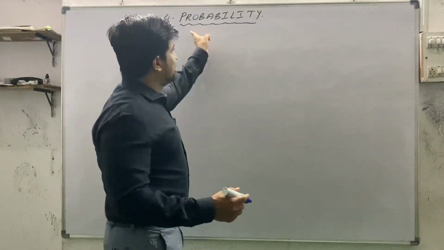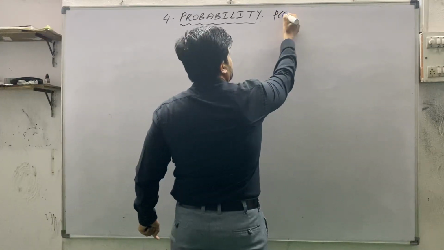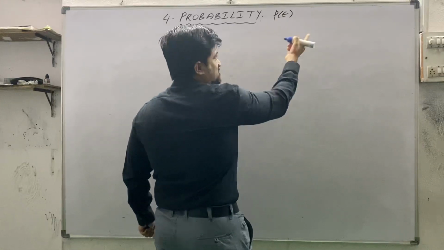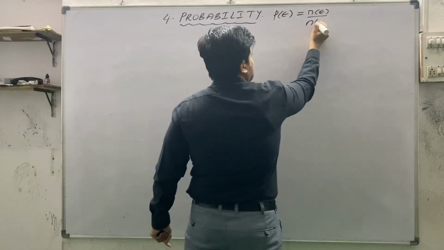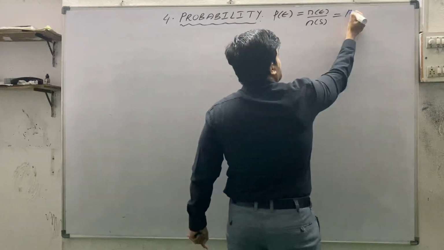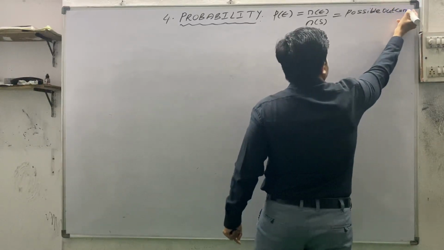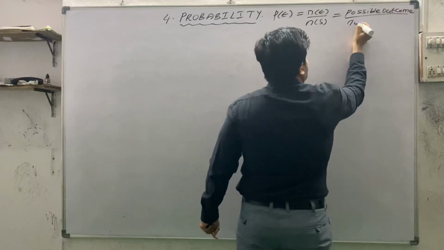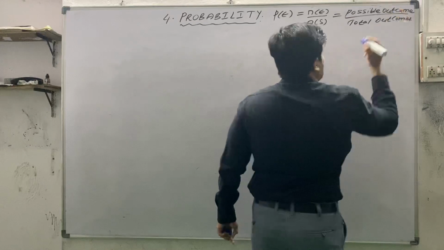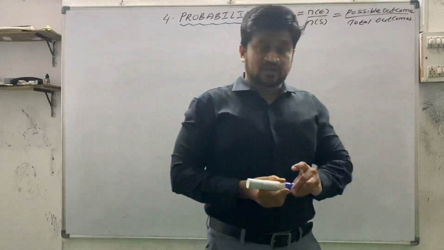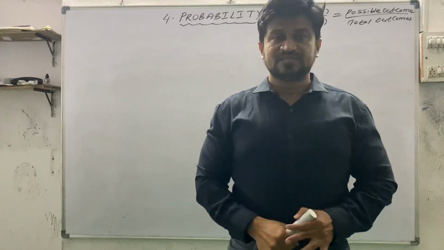Whenever you are dealing with the probability unit, just remember to write probability of event E equals n(E) divided by n(S), means possible outcomes by total number of outcomes. What is a possible outcome? What is the total number of outcomes? Where will we deal with all those things?